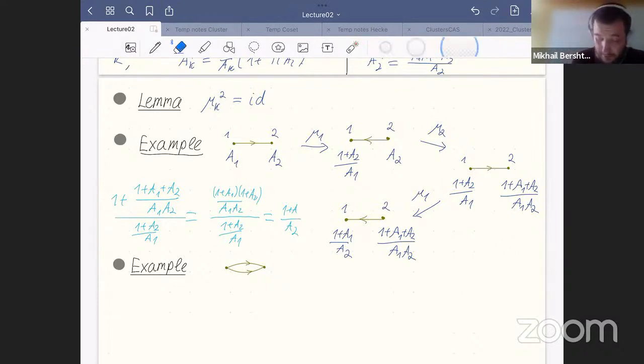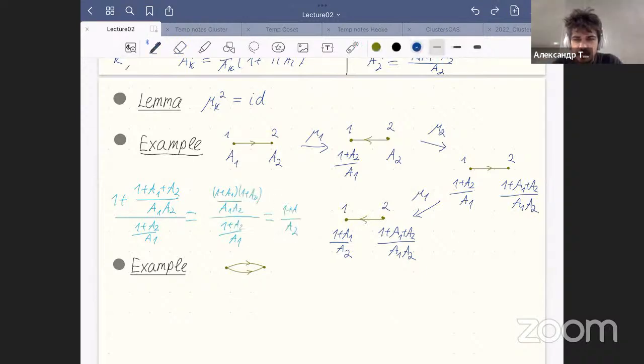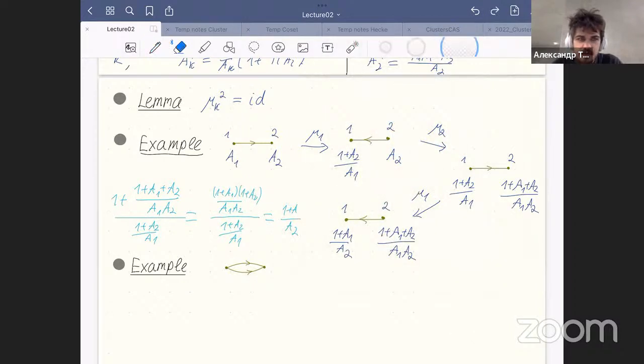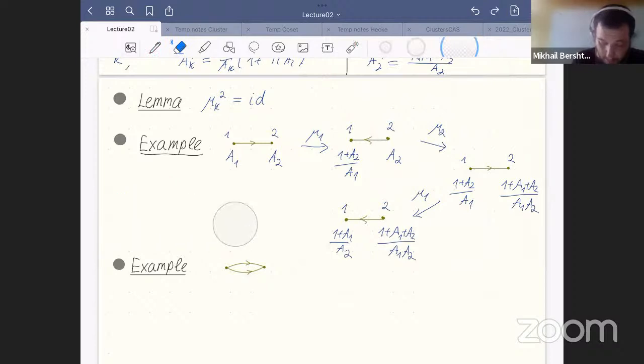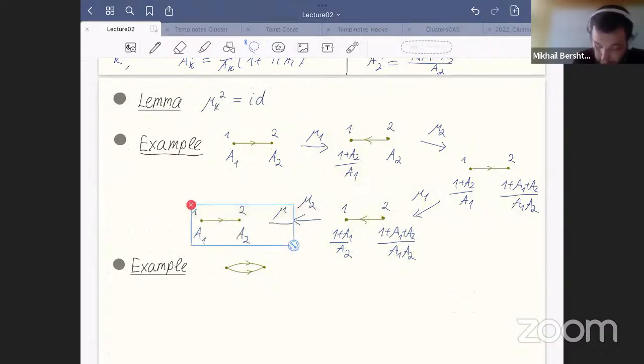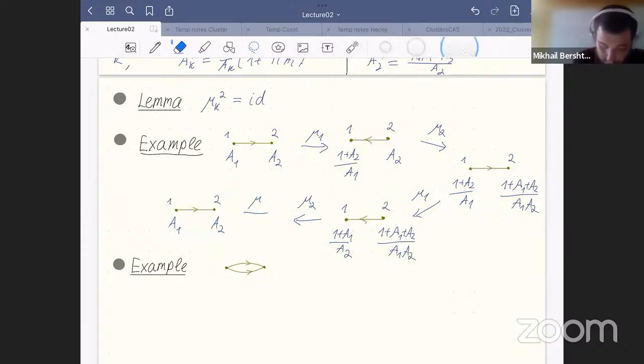Okay. It means that if we make mu2, we will have the first. And actually, it means that we will somehow go in the same direction, but now the situation will be simpler and simpler. So now we do mutation mu2. We get the quiver at the beginning.